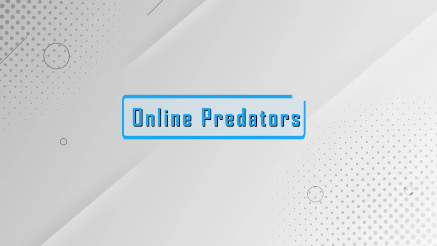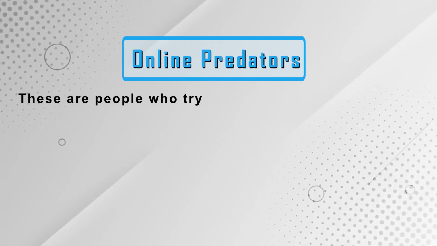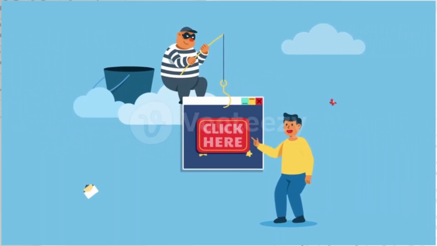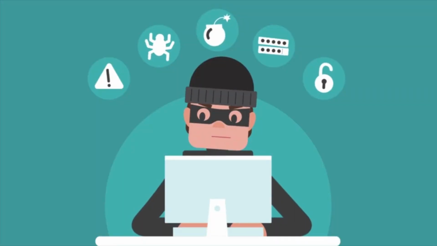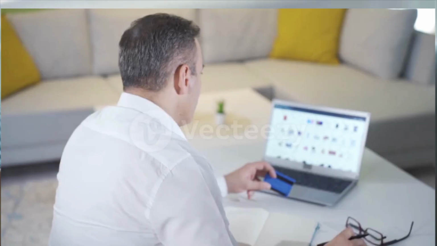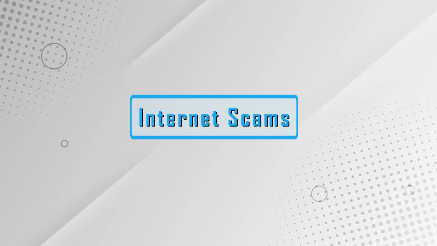Another kind of threat is online predators. These are people who try to trap you into inappropriate relationships or illegal activities online. They may pretend to be your age and try to manipulate you into doing things you shouldn't, either online or even in person.